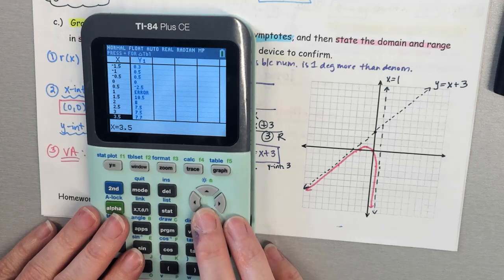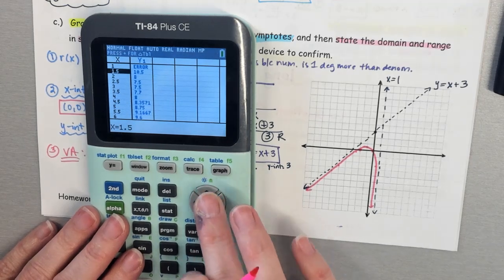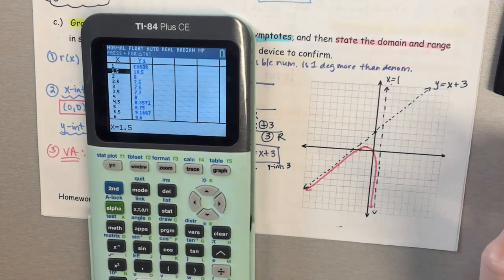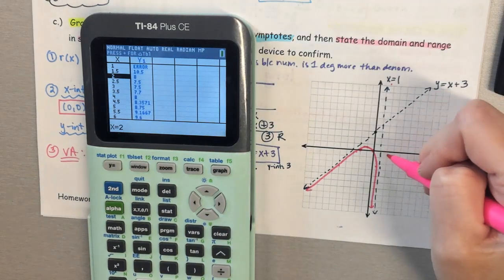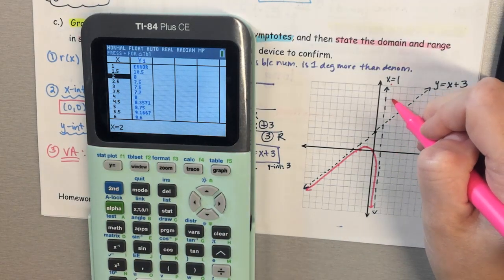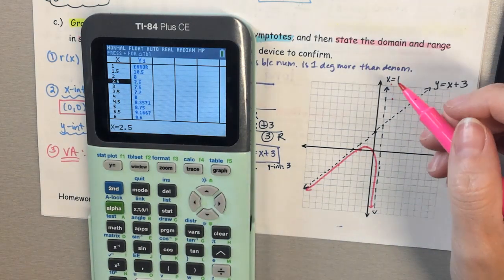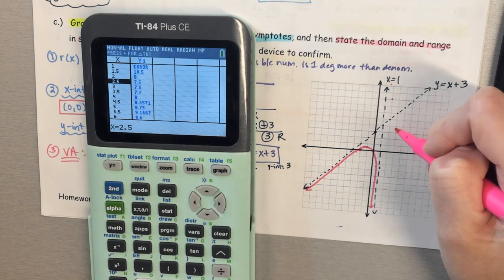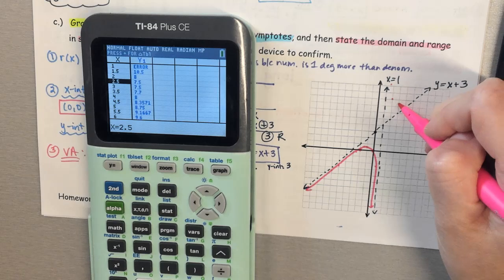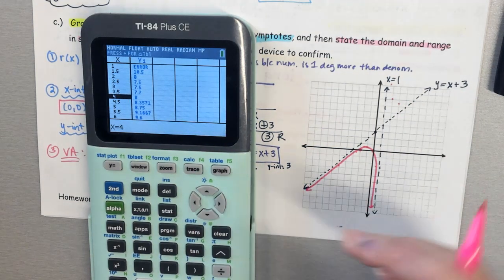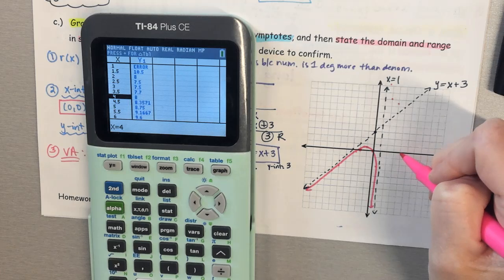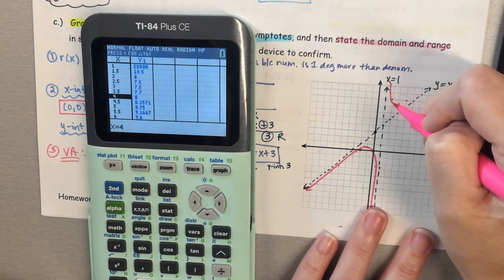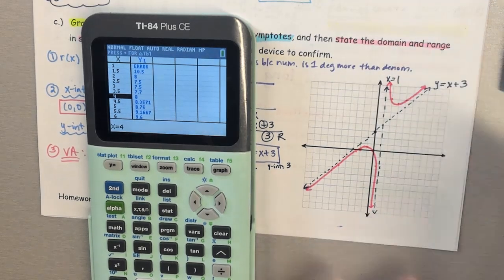And then let's go over to 1.5. So at 1.5, I'm at 10.5. So I'm up here. At 2, I'm at 8. At 3, I'm at 7.5. And then again, once you have enough points to create that curve, you can do so.